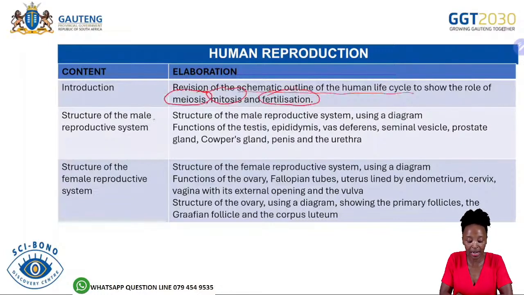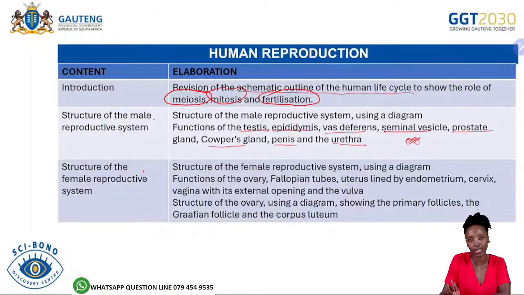Then for the male, we are going to look at the functions of the testes, epididymis, vas deferens, seminal vesicle, prostate gland, Cowper's gland, the penis, and the what? And the urethra. These are the only parts that you must know and their functions, and this is according to the exam guideline. And then with the female, again, you can see that using a diagram. So when you practice at home, when you study, make sure that you know how to label the different parts in these diagrams.